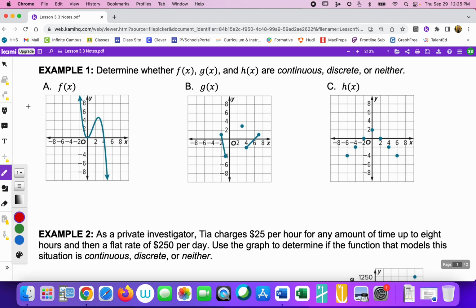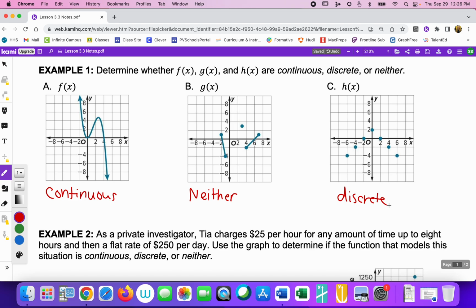So what type of graph is f of x? Continuous. Okay. If you had to explain, what would you say? Because all the points are connected. Okay. What about g of x? Neither. Why? Some connected and some aren't, but the graph is broken, so it can't be continuous, and it's not discrete because a couple of them are connected. And h of x? Discrete, because? None of the points are connected.